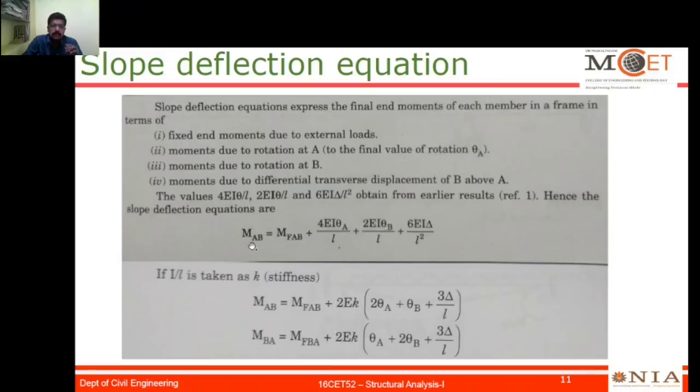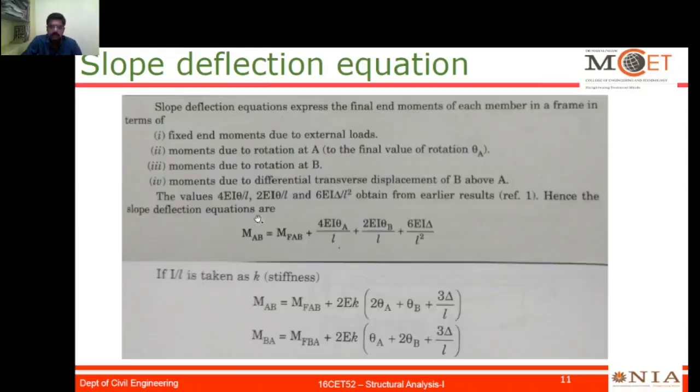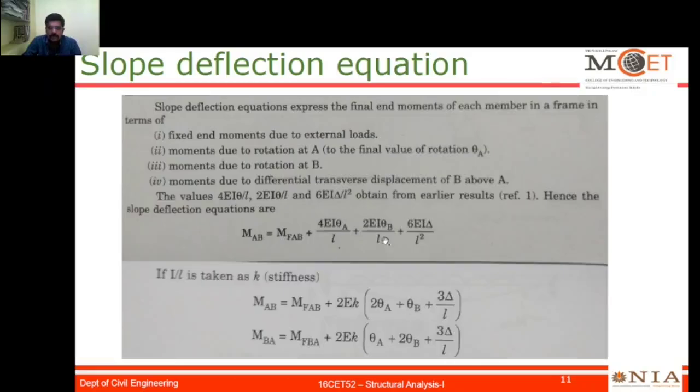Now to find MBA, that is the moment BA: MAB means at this point we are finding the moment, and BA means at this point. If you apply that, the formula becomes MFBA plus 4E theta B by L plus 2E theta A by L plus 6E delta by L square. We need to consider this point while calculating MBA, that is the moment at B. So we add MFBA plus 2E theta A by L plus 4E theta B by L plus 6E delta divided by L square. So we need to consider that condition.